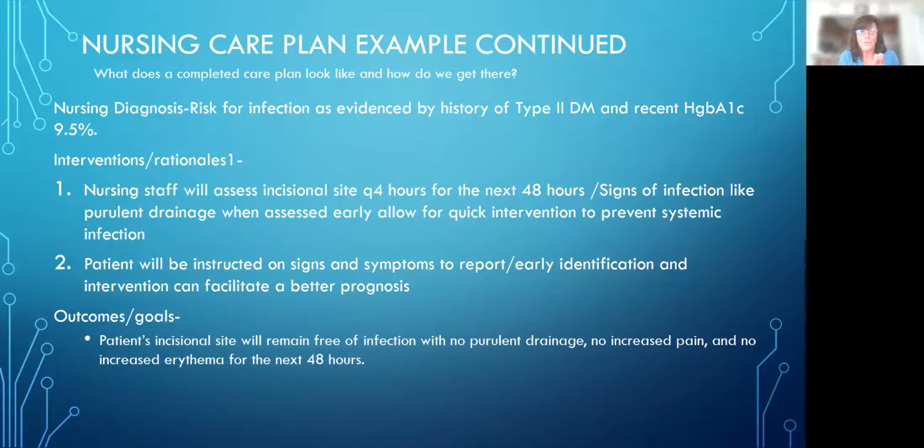And then 2, another intervention, patient will be instructed on signs and symptoms to report. Rationale, why? Because early identification and intervention facilitates a better prognosis, right? If we identify it early, we intervene early, we're more than likely able to fix it. And then our outcome, patient's incisional site will remain free from infection with no purulent drainage, no increased pain, and no increased erythema for the next 48 hours. I'm dropping 2 mics. Boom! You see how easy this is?